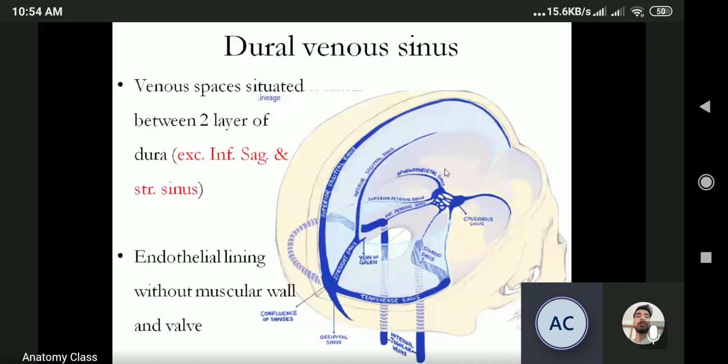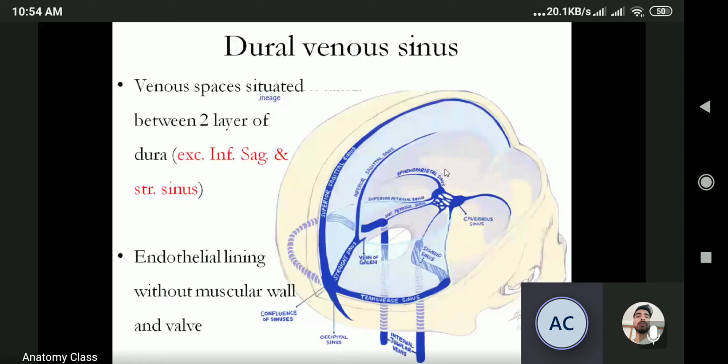What are the two layers of cranial dura? You need to speak out. Endosteal layer and meningeal layer.